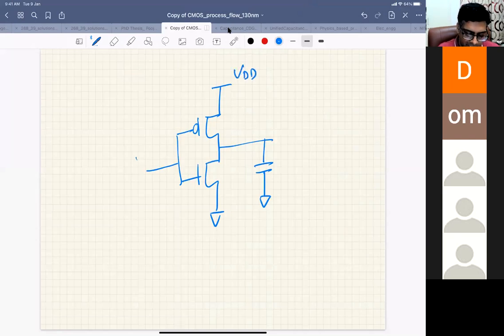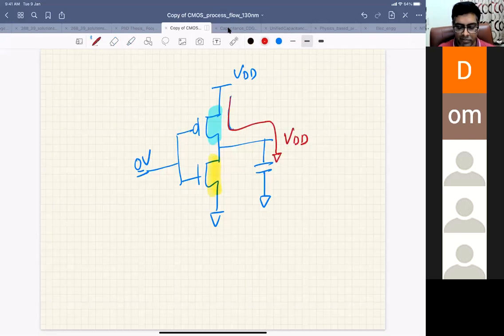When I give VDD here, that means my NMOS transistor is on. Okay, let's do it the other way. When I give 0 volt here, that means your PMOS transistor is on, and this capacitor is charged to VDD.